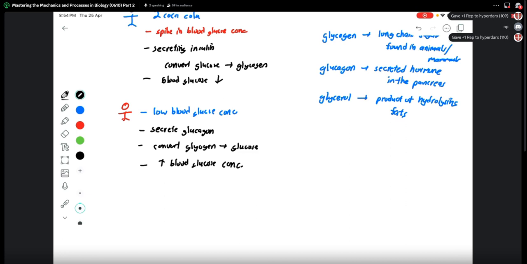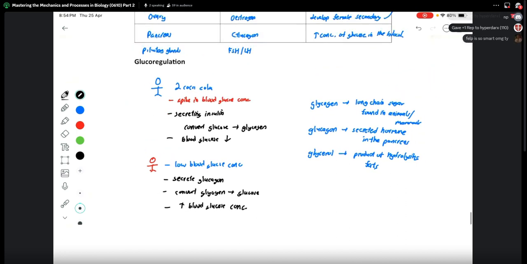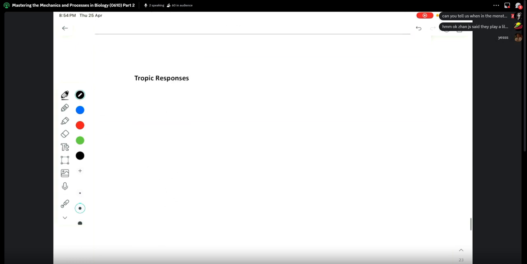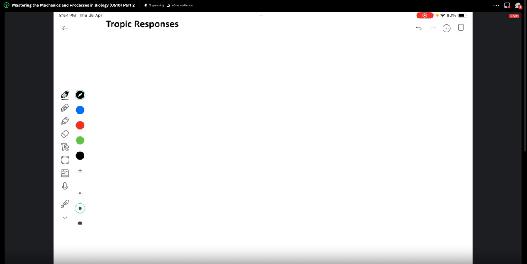Okay, all right. Does this make sense? Does everybody understand this now? Glucose regulation. Awesome. This should be very simple. Okay, tropic responses. Which part do you want me to explain before I go to tropic responses?